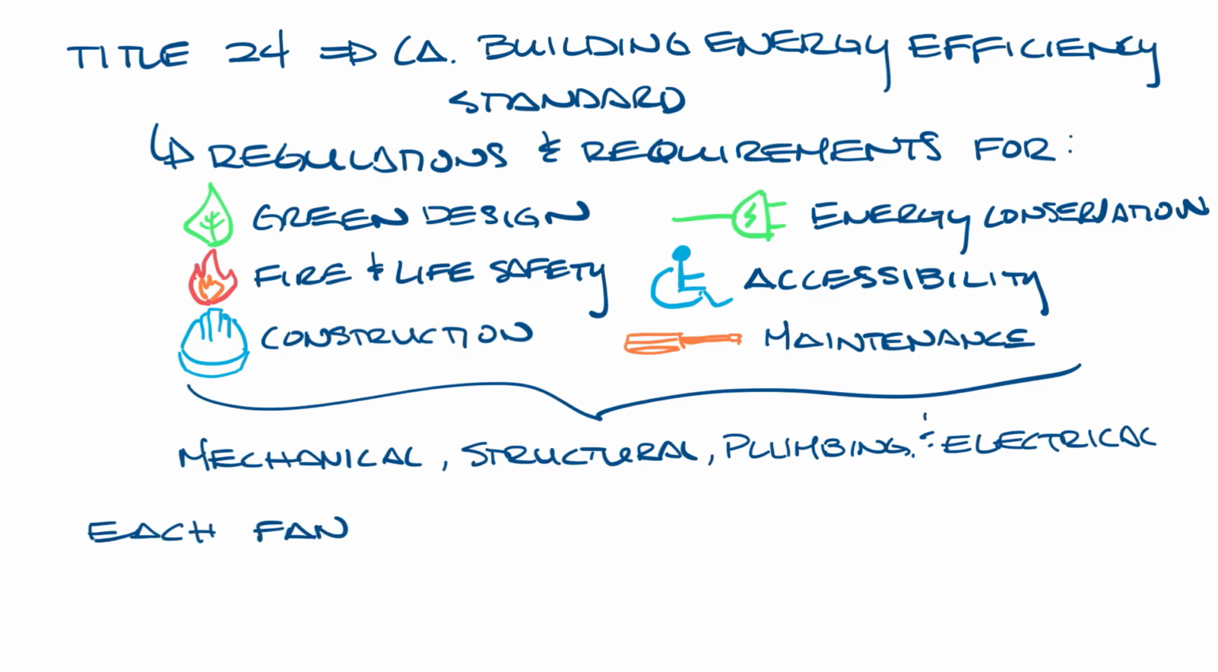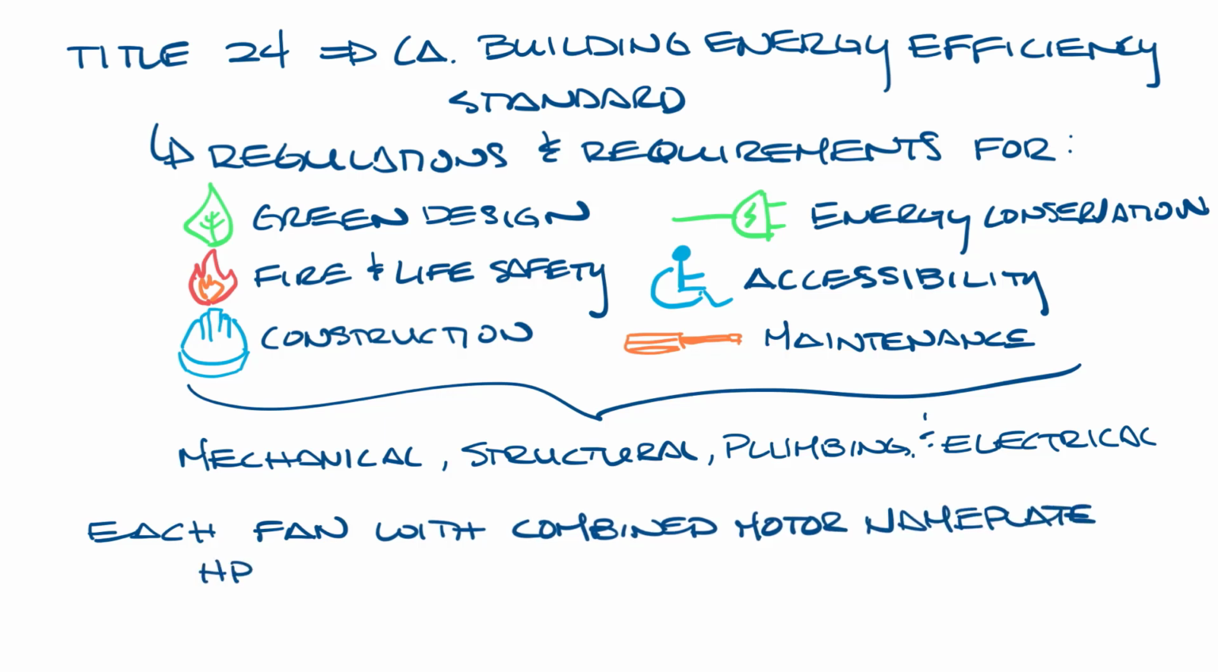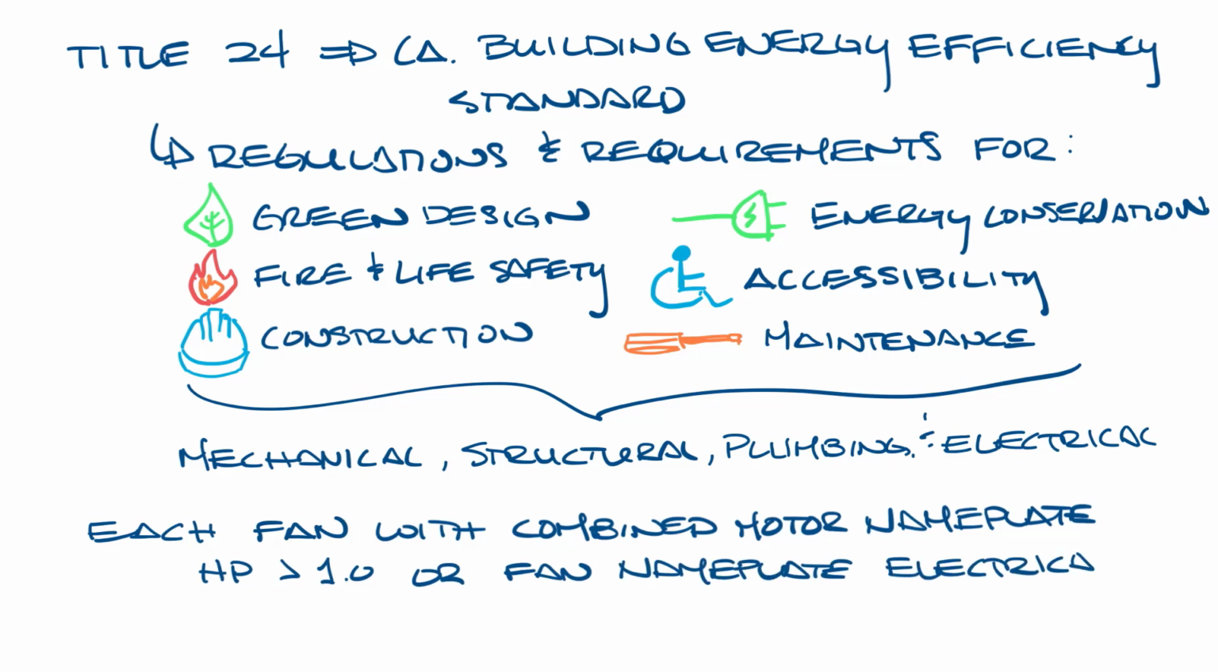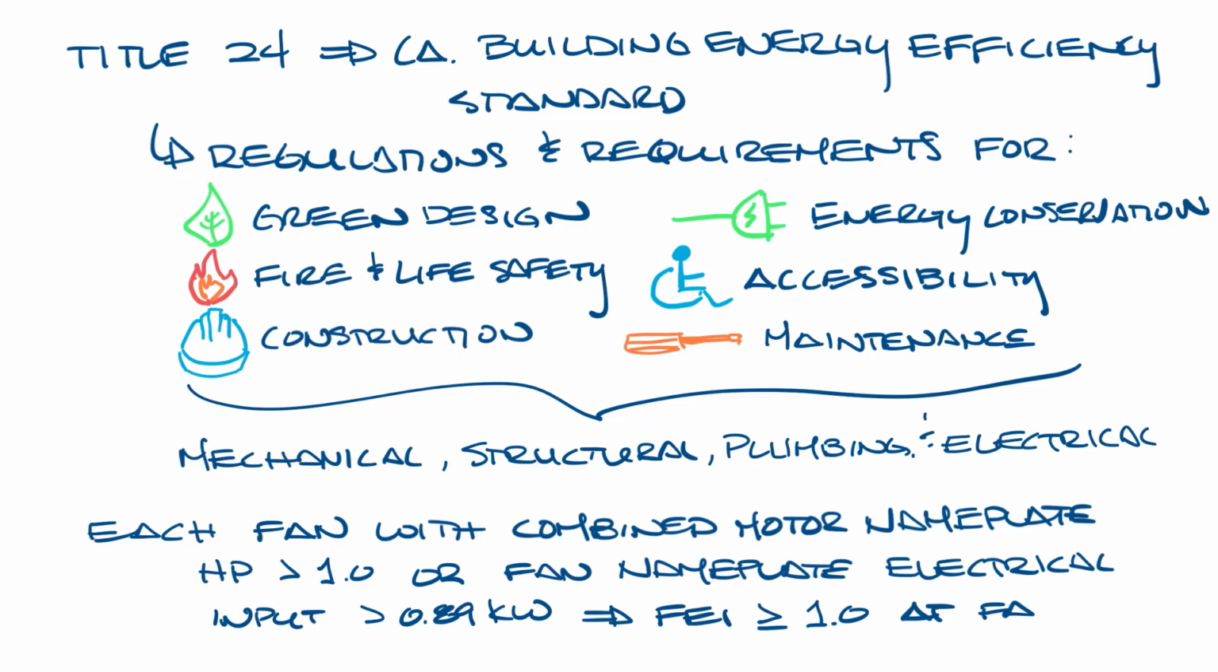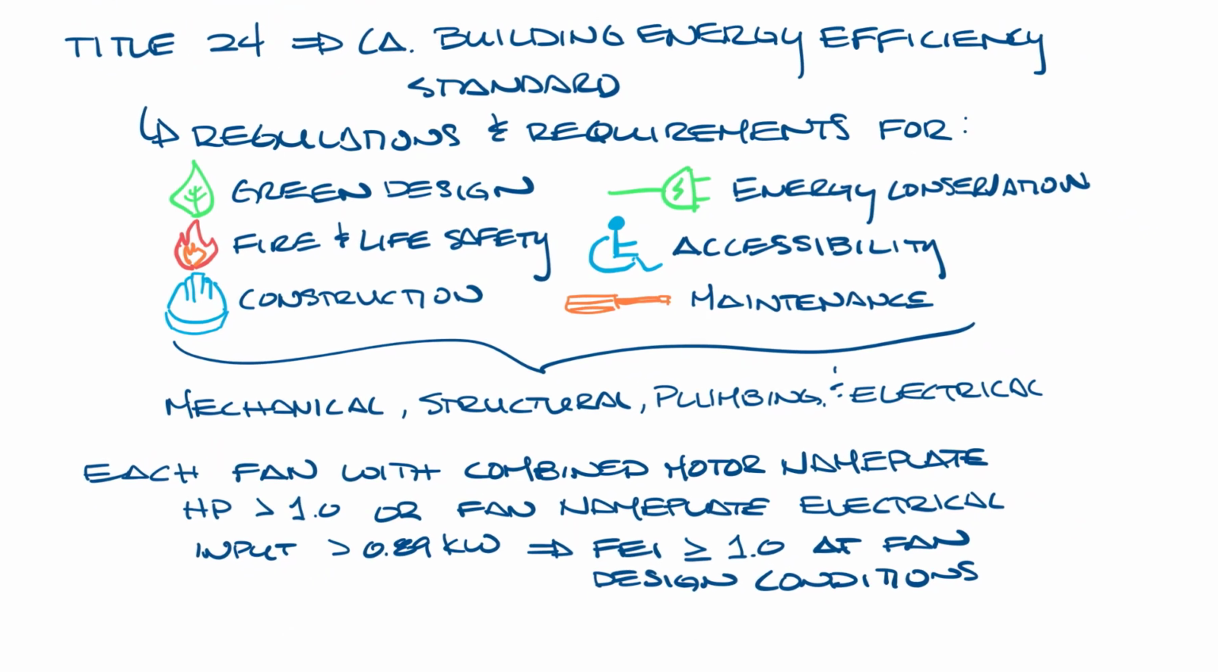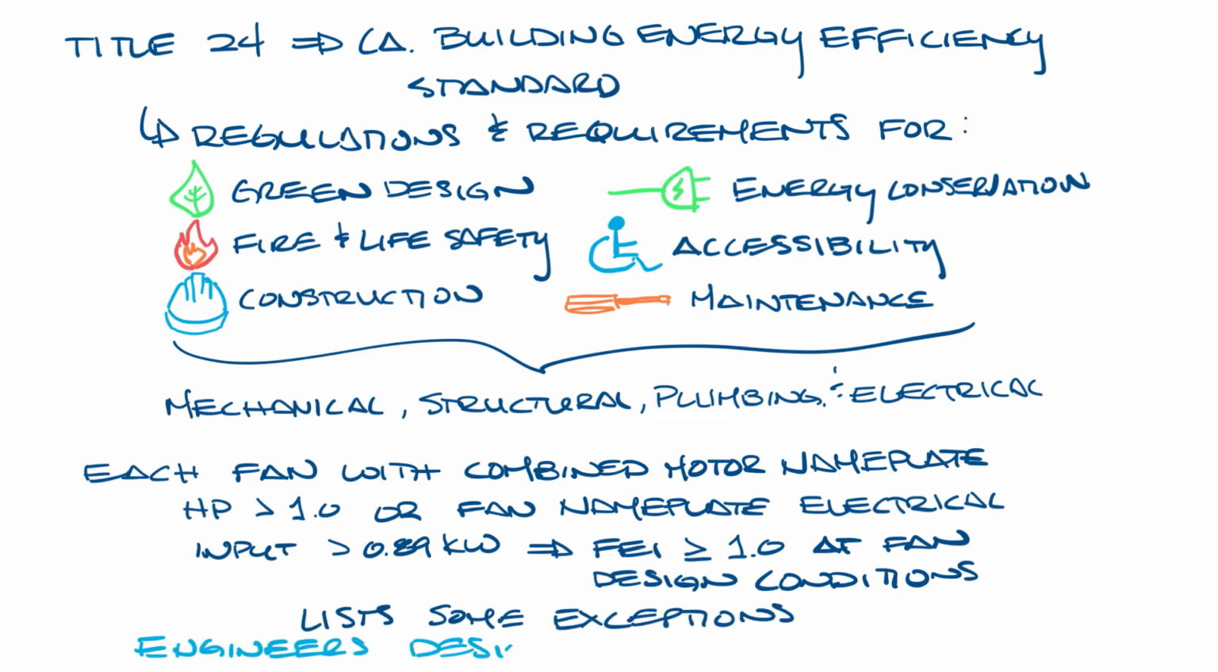For fans, it states that each fan or fan array with a combined motor nameplate horsepower greater than 1.0 horsepower or with a combined fan nameplate electrical input power greater than 0.89 kW shall have a fan energy index of 1.0 or greater at the fan design conditions. There's more to it than that, but basically that's it, an FEI of 1.0 or greater, and it lists some exceptions for certain applications and fan types. Engineers need to design buildings to meet Title 24.